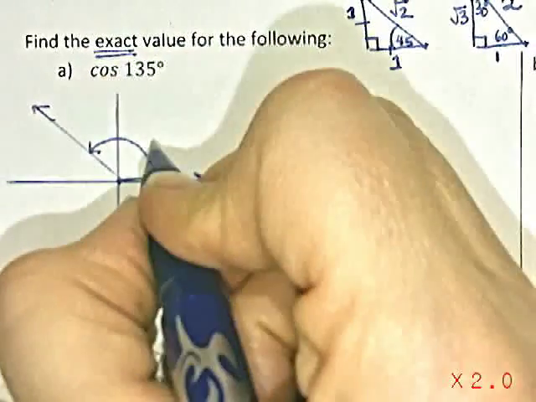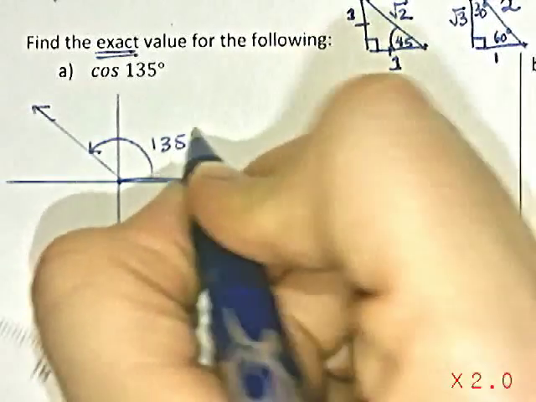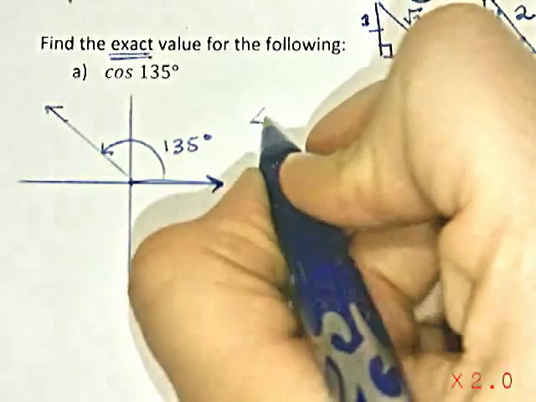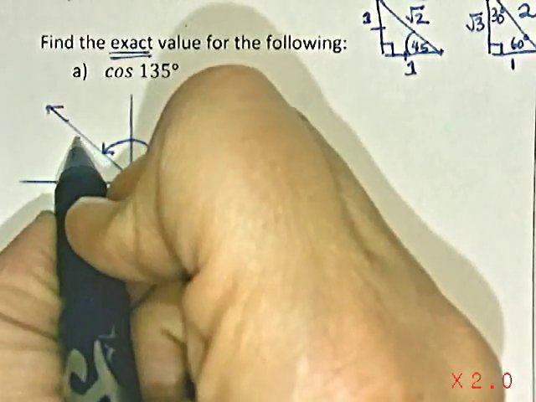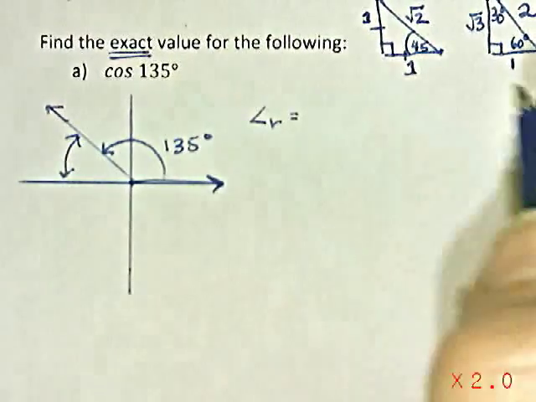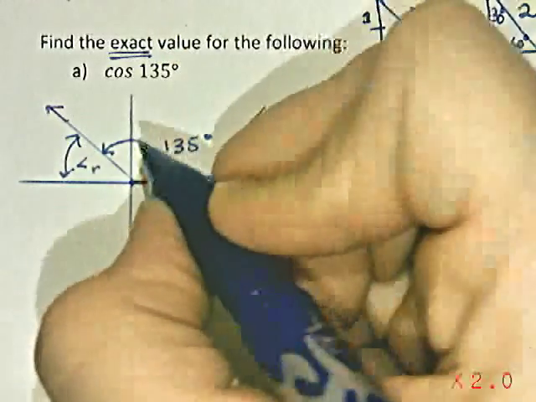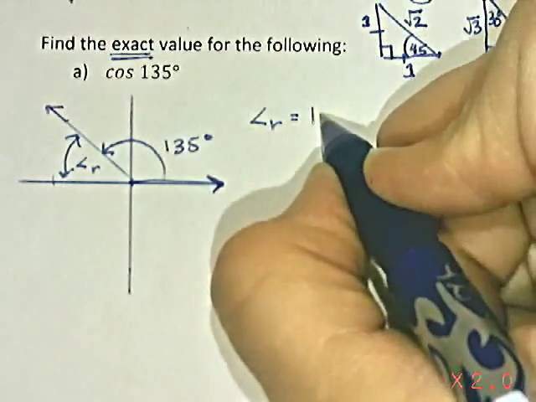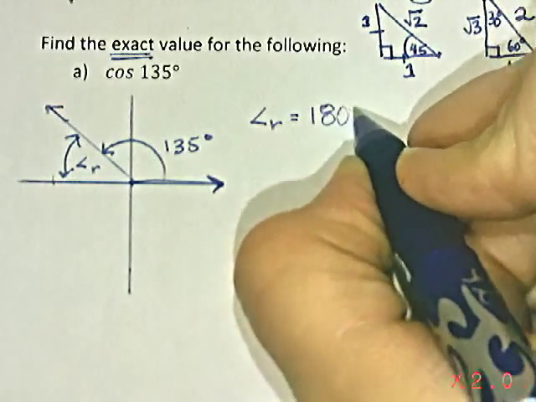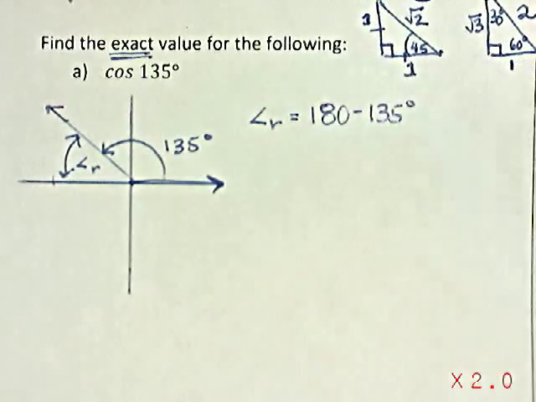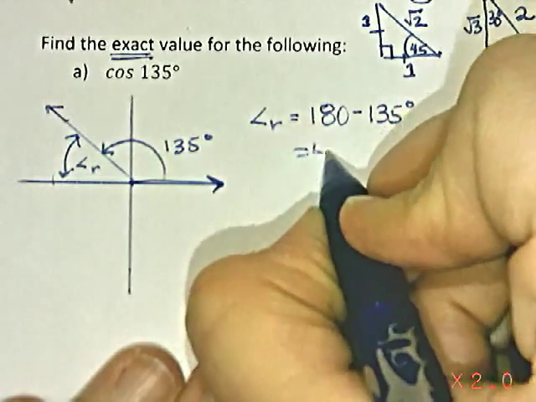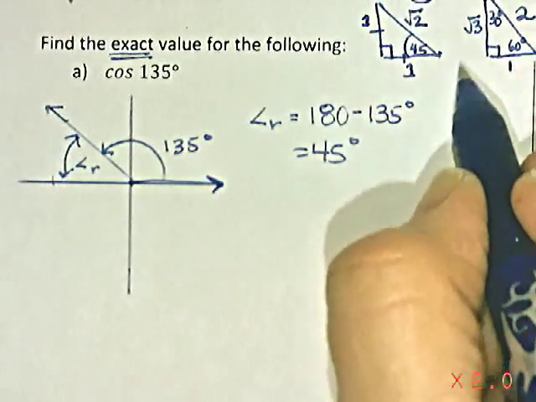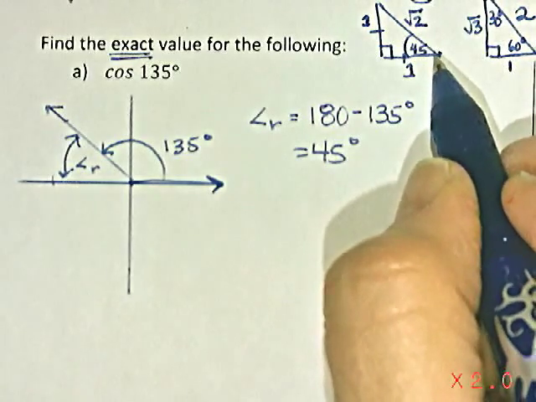So there it is. Always label it. There's my 135-degree angle. Now I need to find my reference angle. So my reference or related angle here is going to be this angle here. A reference or related angle is going to be the half circle except for the 135 degrees that we already had. So 180 degrees except for the 135-degree part of it means that I have 45 degrees left over. Oh, imagine that. We've got a special triangle with a 45-degree angle in it.